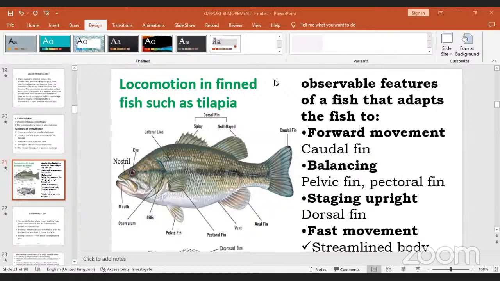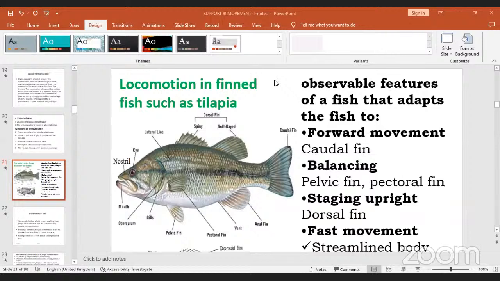Fish, one of the things that you need to learn is the external structure of fish, and how the structure of the fish enables it to move in water. So I want us to understand a few things. One, the observable features. Look at the organization of the scales. Look at the fins of fish, and how they are structured.